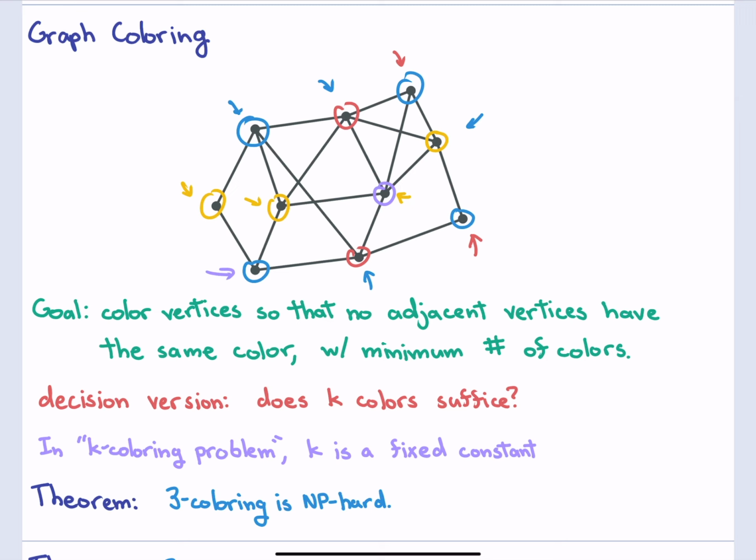Okay, so what we're going to show is that even for k equals 3, coloring is NP-hard, which is to say that an algorithm for 3 coloring implies an algorithm for 3 SAT. So that means I give you a graph and I just ask, can you color it in 3 colors?